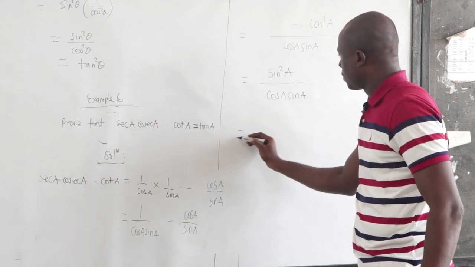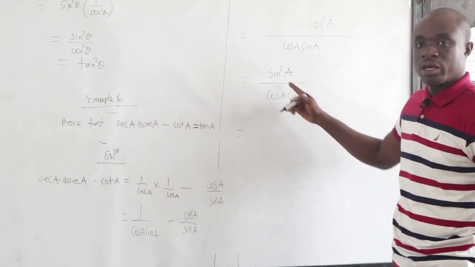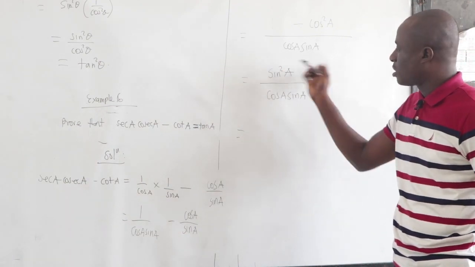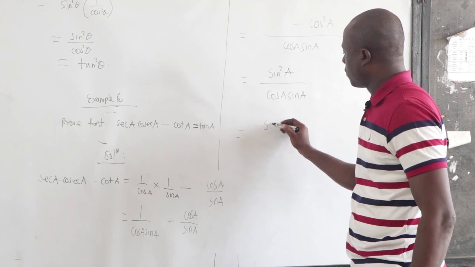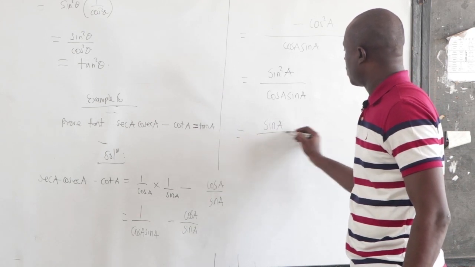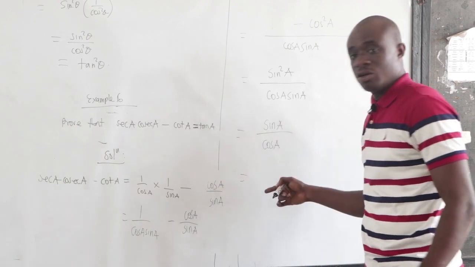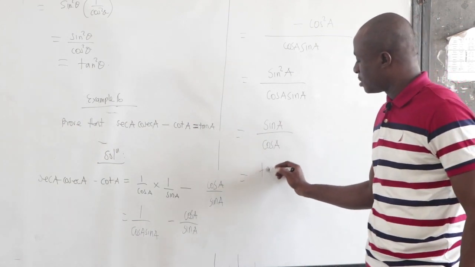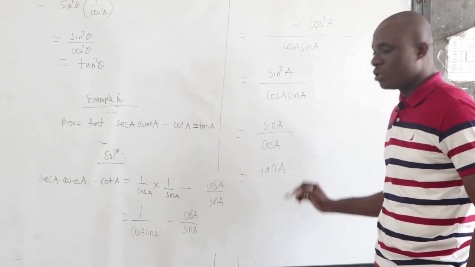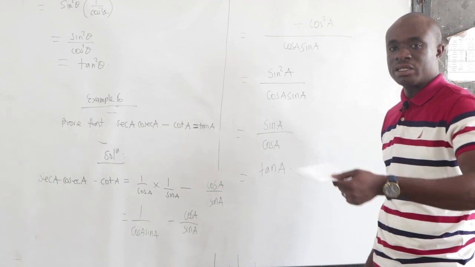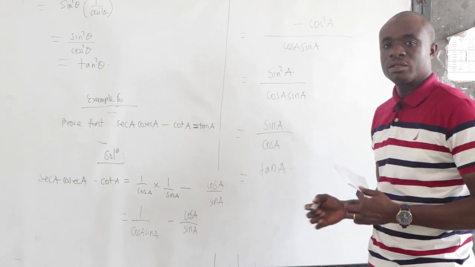Now, we have sine square A, we have sine A. So sine A will cancel one of this. So you have sine A all over cos A. And what is sine A over cos A? This is just tan A. So we've been able to prove that the left hand side is equal to the right hand side.